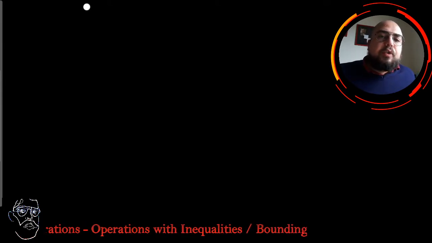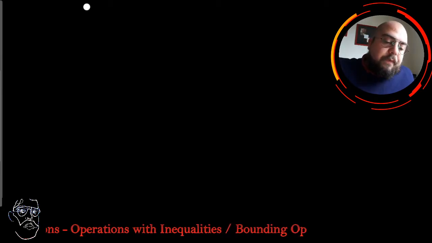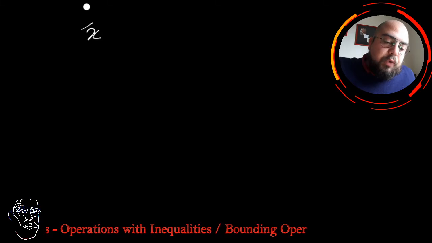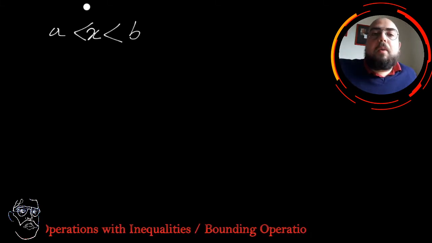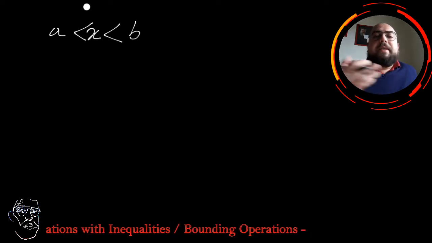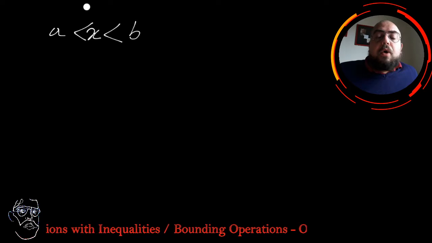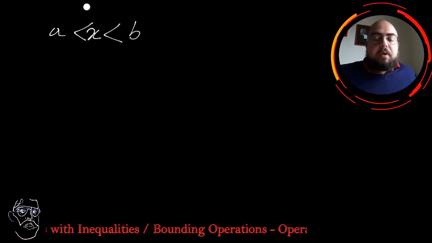First, let's introduce what we mean by bounding. Let's say we have a certain value x between two numbers a and b. This is what we call bounding. Let's say x is between 1 and 3, or x is between 1 and 7. So this is what we're doing when we're bounding a certain number.